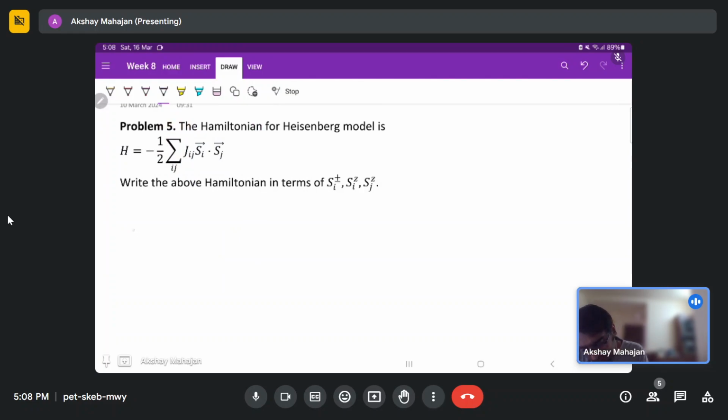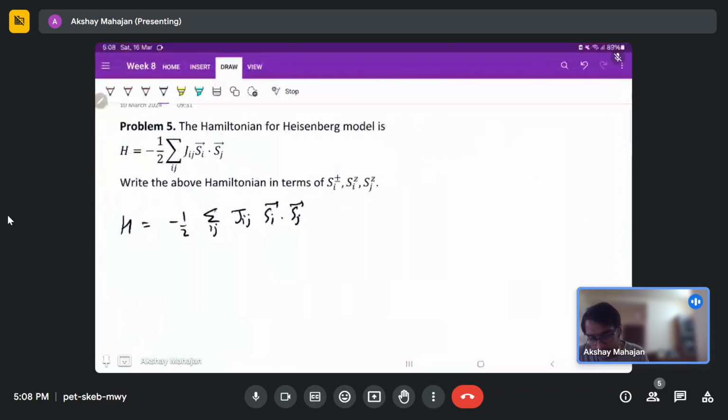So we have our Heisenberg Hamiltonian. You don't need to know the Heisenberg model. I guess that will be taught in week 9, maybe. But basically this problem is just related to basic quantum mechanics. So we know that it is J_ij S_i vector dot S_j vector.